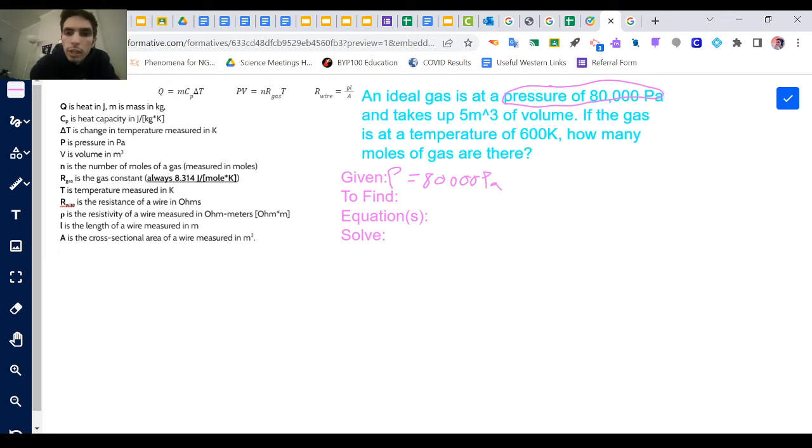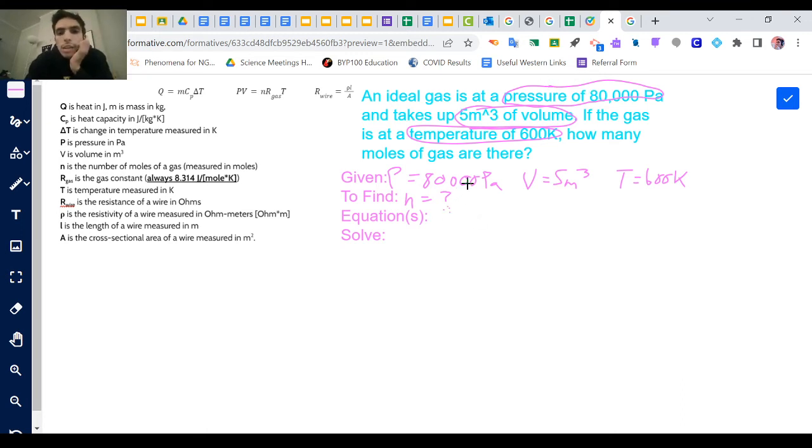Okay. We're given also explicitly this volume is 5 meters cubed. We're told that the temperature is 600 Kelvin. Okay, and to find, we're being asked for the number of moles of gas, and in general that's shown as a little lowercase n, the number of moles, at least in the ideal gas law.